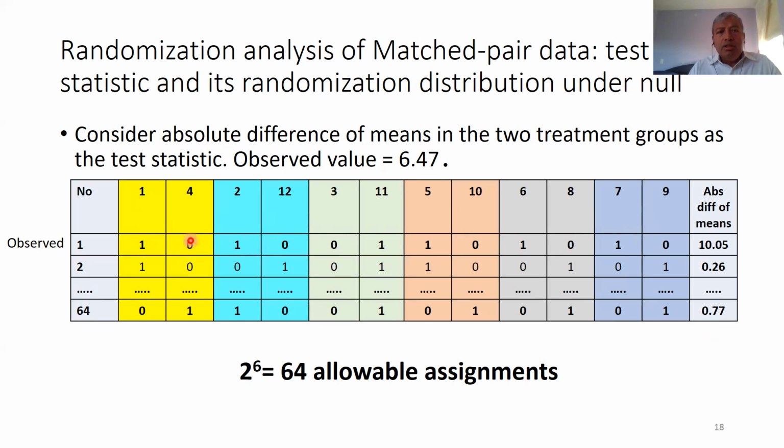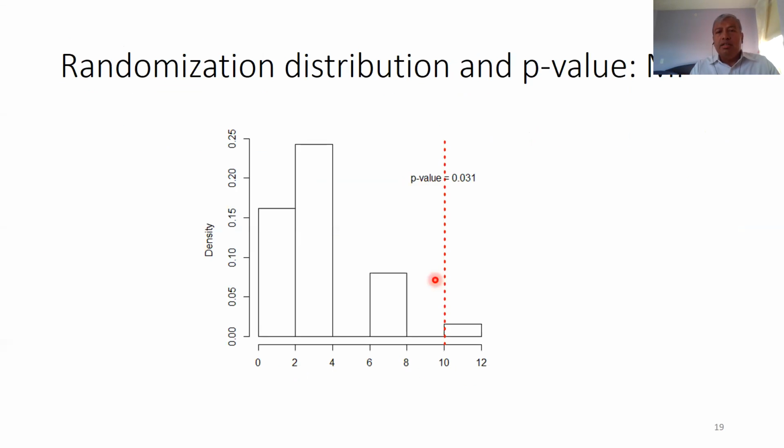So this was again, let's say, our observed vector, and this was the observed test statistic, which again remains the same. So in this case, we just have 2 to the power 6, or 64, possibilities. And these are the absolute differences of means when we permute this data vector based on that design, right? And then this is the randomization distribution of the test statistic. And once again, we can come up with a very similar distribution and calculate the p-value.